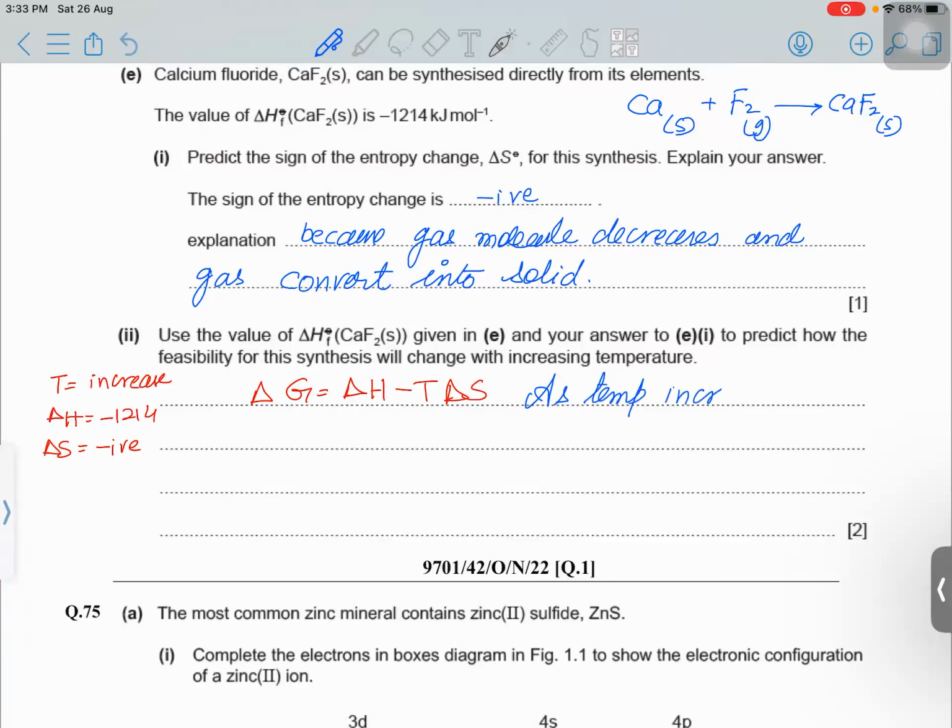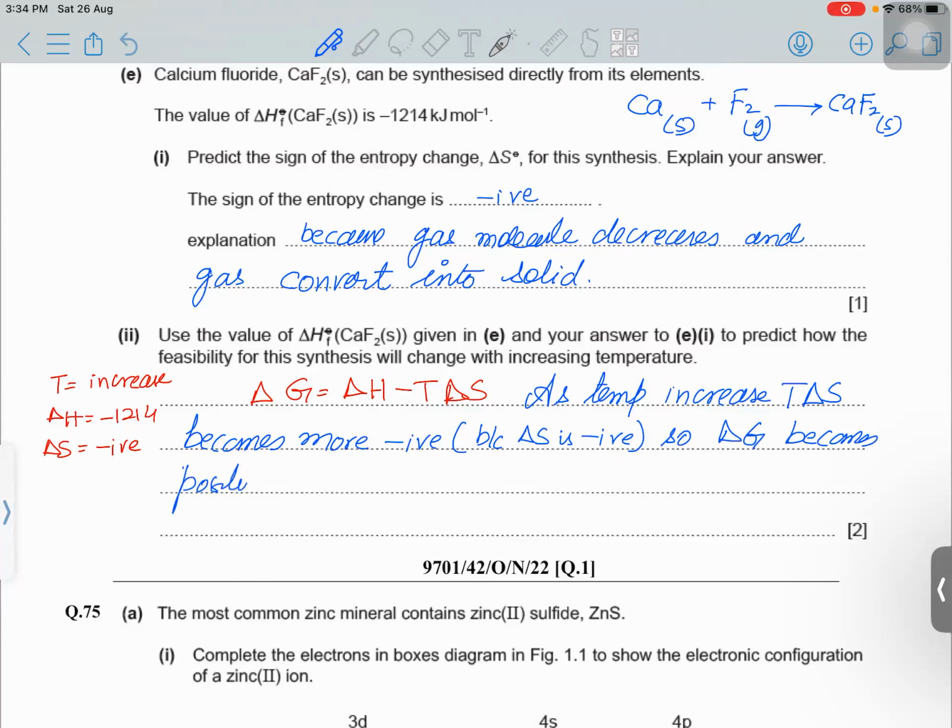As temperature increases, T delta S becomes more negative. Why? Because delta S is negative. Become more negative. So delta G becomes positive. Feasibility of reaction decreases. Feasibility of the reaction decreases.